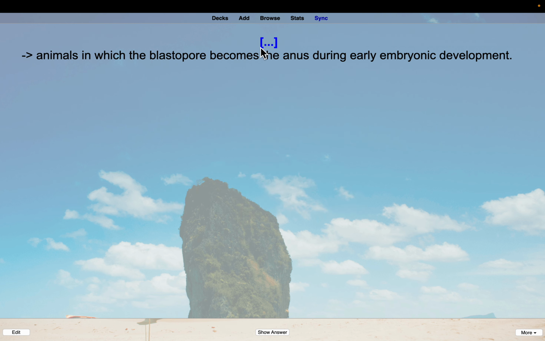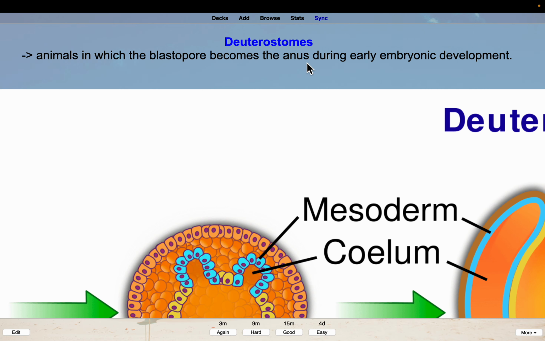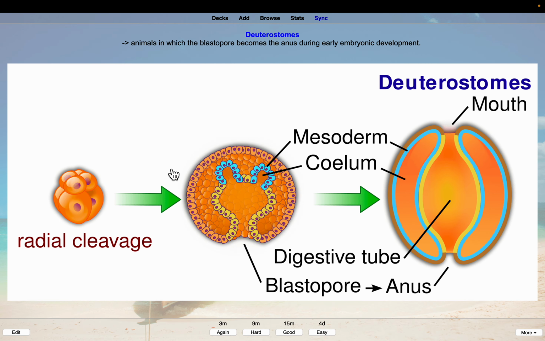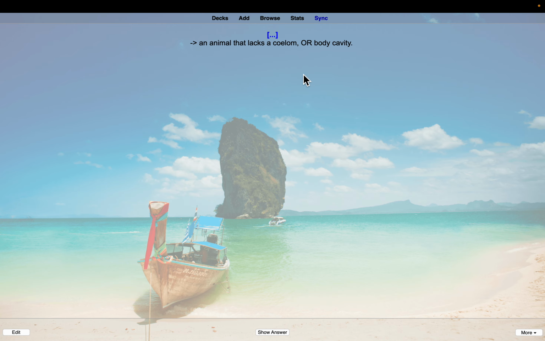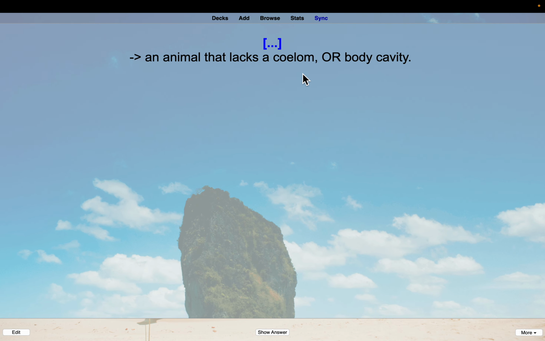Blank refers to animals in which the blastopore becomes the anus. This is deuterostomes because the blastopore becomes the anus. There you go. So the anus is over here, the mouth is at the top. That's the layout for deuterostomes. For protostomes, on the other hand, the anus is at the top, the mouth is located below. Next, blank is an animal that lacks a coelom or body cavity. A coelomate.